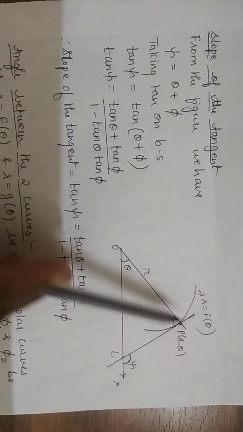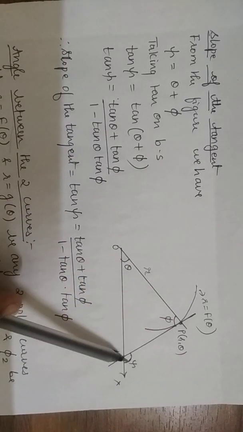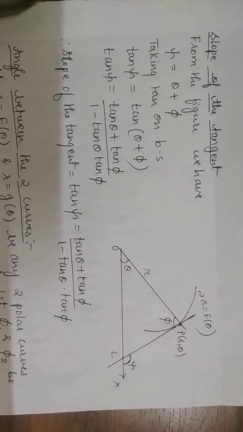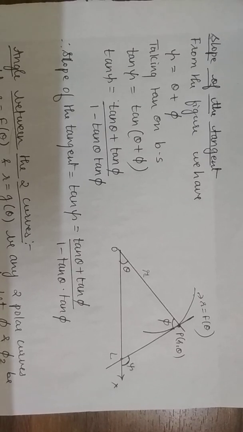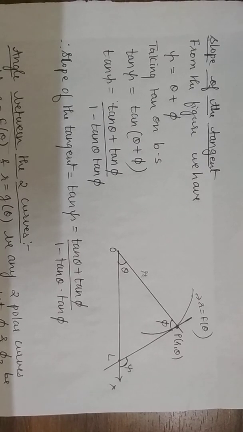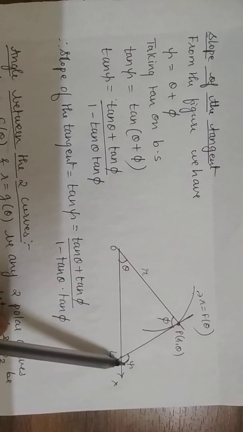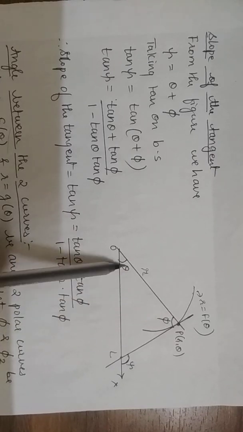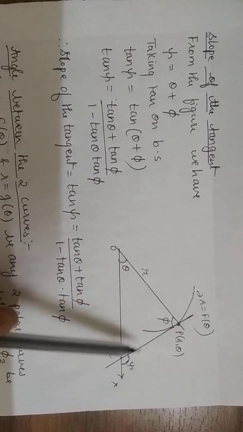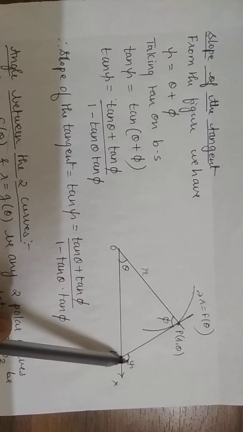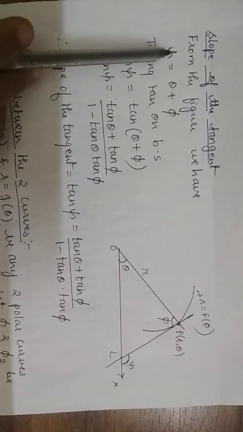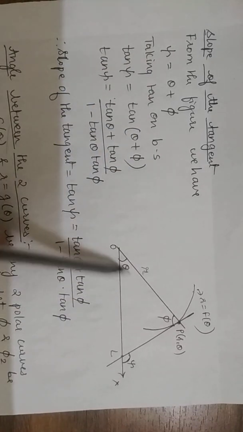Now when we find the slope of the tangent, we are going to make use of a result which I have studied in the previous standards: the sum of the interior angles. Now these are the interior angles, and this is the exterior angle. The sum of the two interior angles is always equal to the exterior angle. So here I will take psi is equal to theta plus phi.